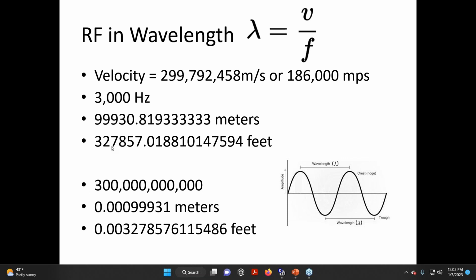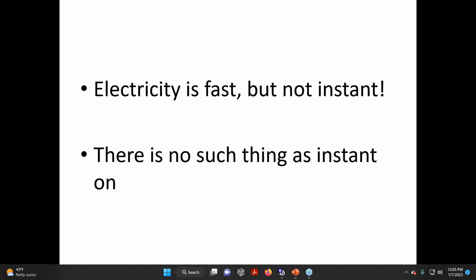327,000 is a wavelength, 327,857 feet. That's a wavelength. At 300 billion cycles per second, a wavelength is 3/1000th of an inch. And we're going to see why that's significant as we get to the construction of a cable.